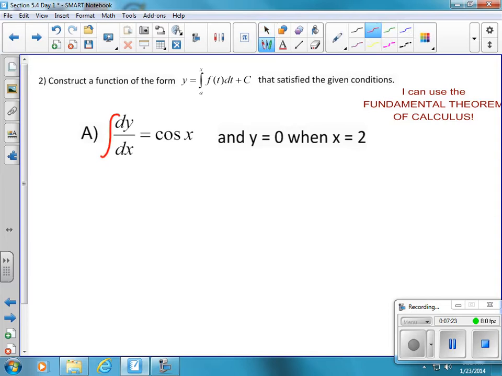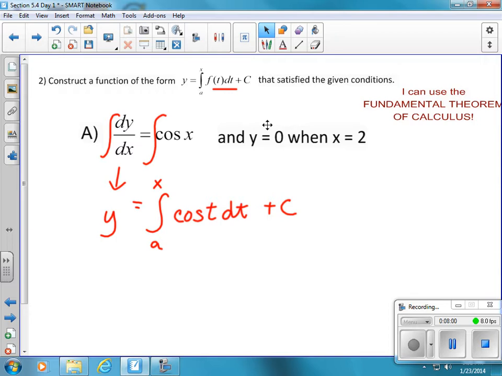So we're going to take the antiderivative of both sides. When we do this side, we get a y. When we do this side, we're going to plug a t into this equation, use t as our variable. So we have a to x of cosine of t dt plus c. All right, so we've taken the antiderivative of both sides and we've added a c on here.